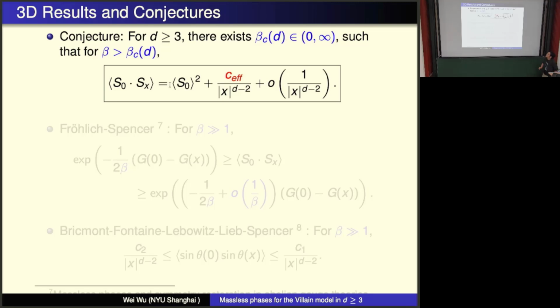Okay. Now let's move to dimension 3 and higher. So indeed, as we suggested, the spin wave calculation gives the wrong constant. The conjecture would be that if you look at the next order for the two-point function, which means you're looking at the truncated two-point function, it will have a leading term which is constant over x to the d minus 2 plus a lower order term, and the effective constant is different from the one you get from Gaussian computation.